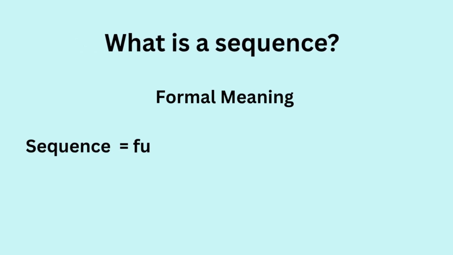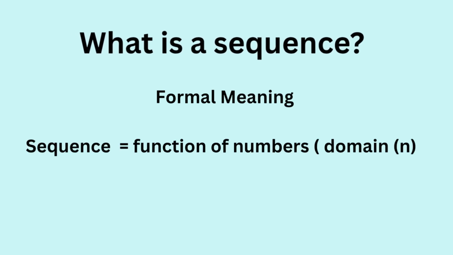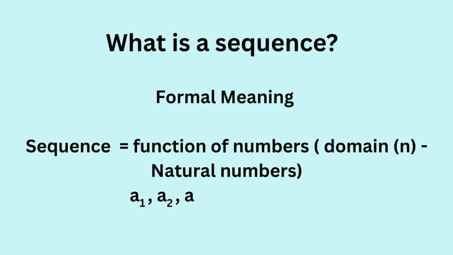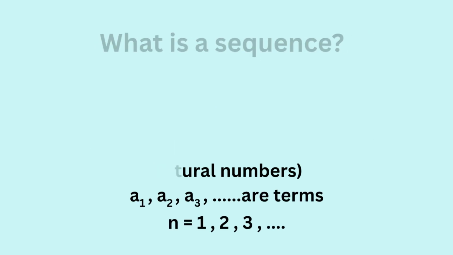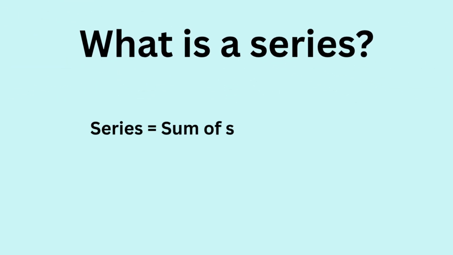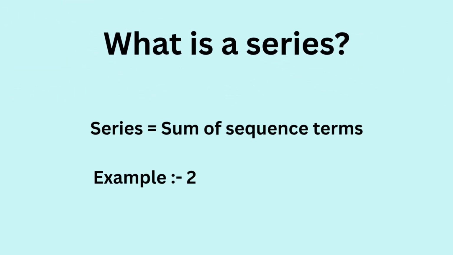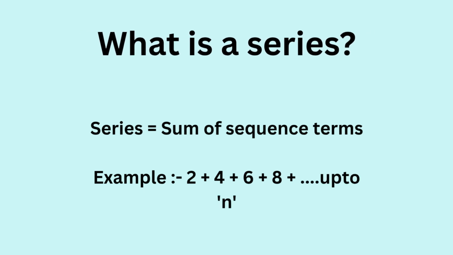Technically, a sequence is a function where the input is n and output is the nth term. This helps us find any term without writing the whole list. When we add the terms of a sequence, it becomes a series. Sequence means listing, series means adding.